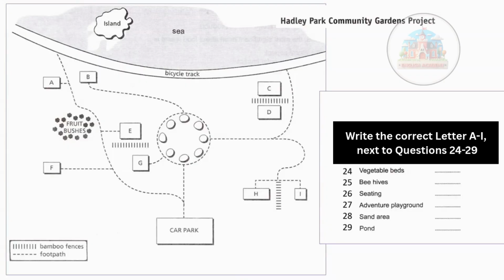OK, Group B, your turn. Does everyone have a copy of the plan? Oh, great. OK. We'll all be meeting in the car park. That's on the bottom of the plan.